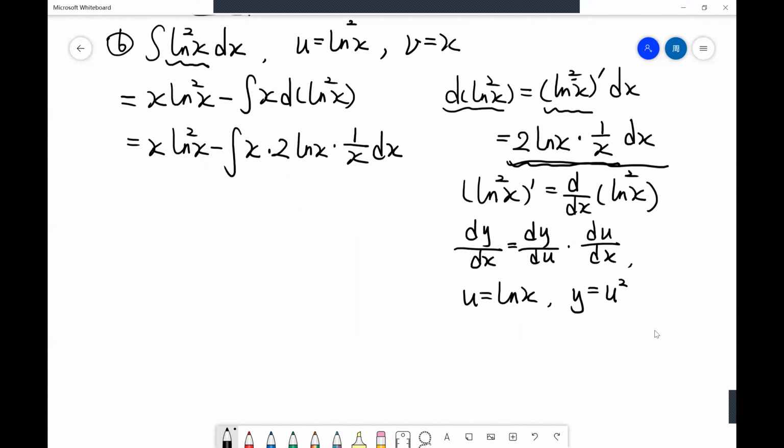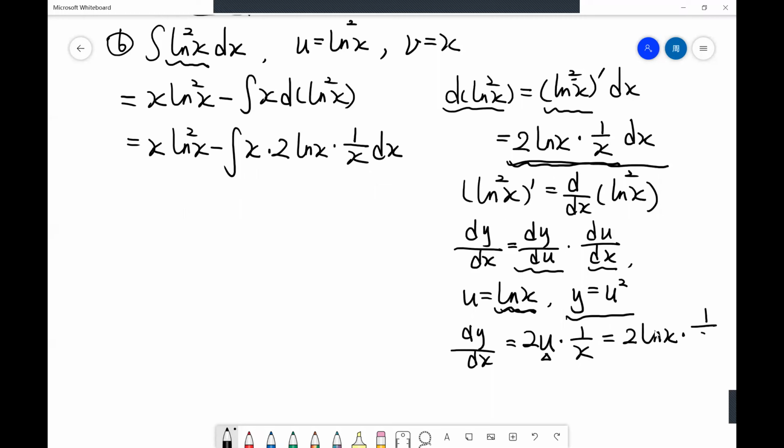So here we know dy by dx equals, first, dy by du. Here, dy by du means 2u, right? And times du by dx here means 1 by x. And then we substitute u back here. u equals ln x. So that means 2 ln x times 1 by x. Can you understand here? Yes, 老师. Okay, that is the chain rule we have learned before.